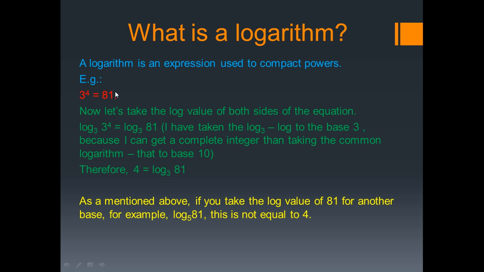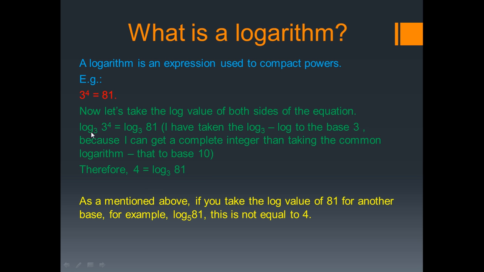So log to base 3 of 3 to the power 4 is 4 times log 3 to base 3. That will be explained in another video, in another slide. But for now, remember that log 3 to base 3 is 1. So 4 times 1 is 4. So log 81 to base 3 is 4.